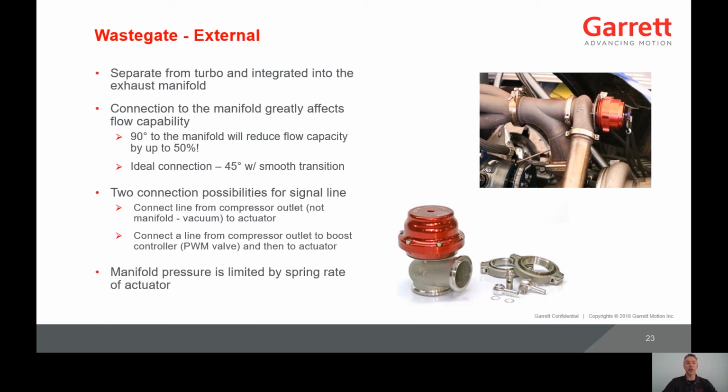And just like the actuator for an internal wastegate, the signal line should be connected to positive pressure the same way, to the compressor outlet with or without a boost controller. The advantage of an external wastegate as compared to an internal is higher flow capacity and the ability to easily change the spring rates. There are a large variety of spring rates available for external wastegates, making them very versatile to meet your application needs.